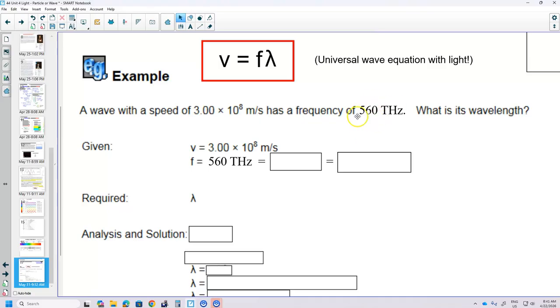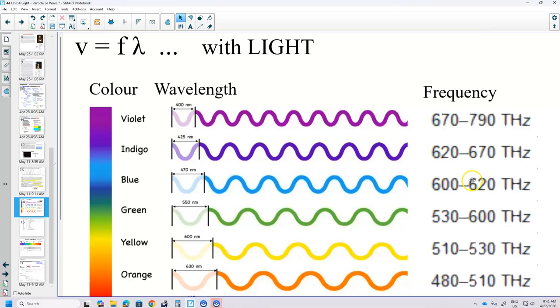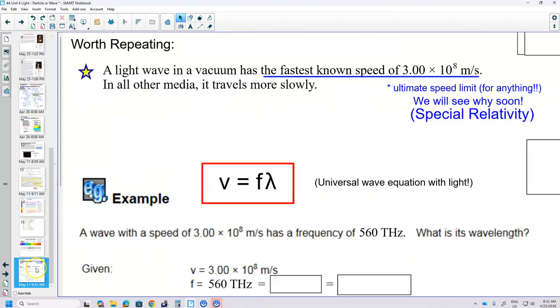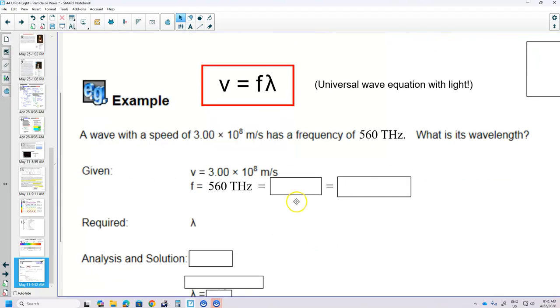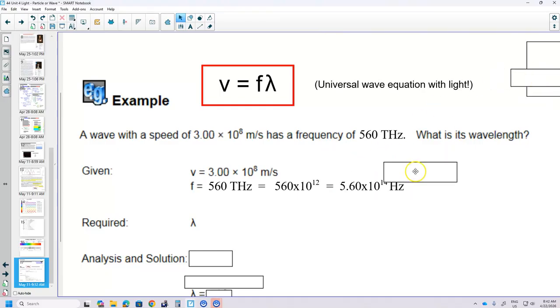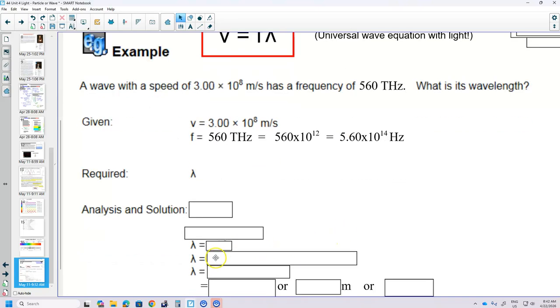Now, mind you, you get the color based on the frequency itself. Go back to the 560, right? So 560 would be in this green range. So anyways, this would be 560 terahertz, which means 560 times 10 to the 12, or if you're writing it in proper scientific notation, 5.60 times 10 to the 14.